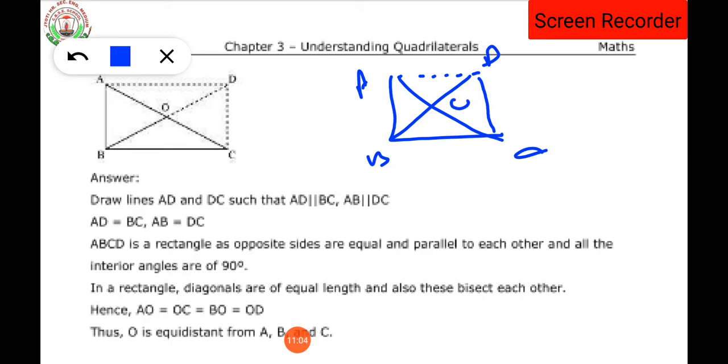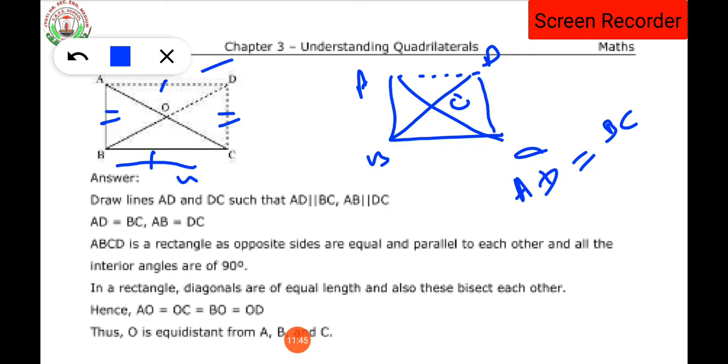The interior point is O. Draw lines AD and DC. AD is parallel to BC and AB is parallel to CD. The opposite sides of a rectangle are parallel to each other, that's why they are parallel when we draw the lines AD and DC. If they are parallel to each other, that means AD's length will be equal to BC's length, that means this side's length will be equal to this side's length, isn't it?